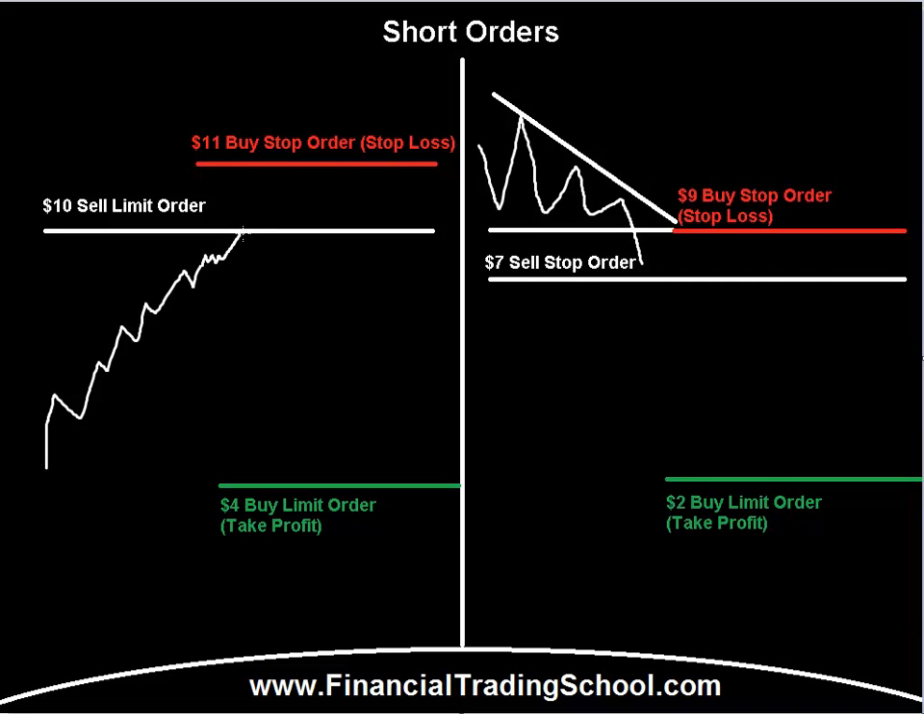And just like before, one of two things can happen. Either it can continue going up or it can go down. If it goes up, then we would execute a buy stop order to prevent any losses if it does go up. Or if it goes down, then we would execute a buy limit order. So this buy limit order is exactly the same as the previous buy limit order. The price of the limit order is below the market price. So now you can see the mirror directly. Sell limits are above the market price, buy limits are below the market price.